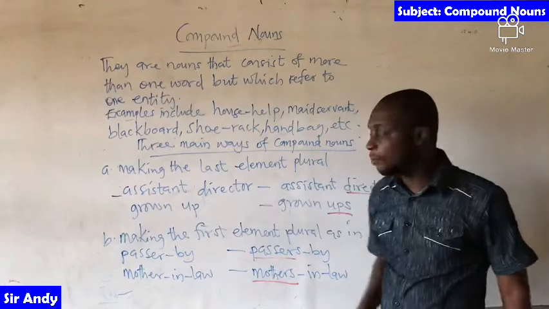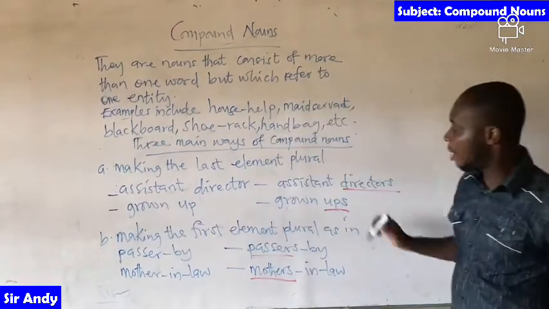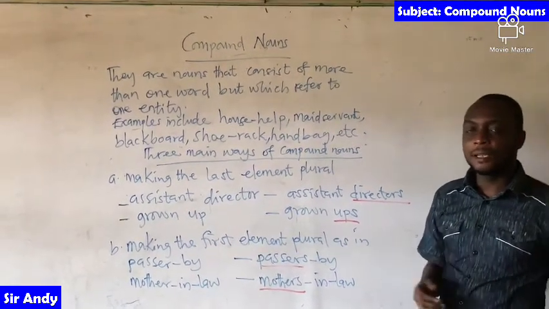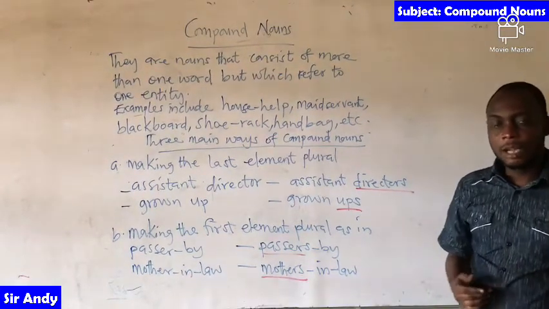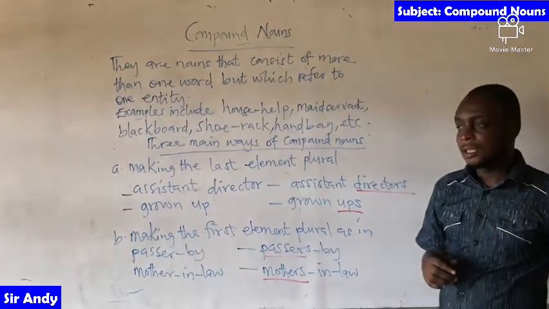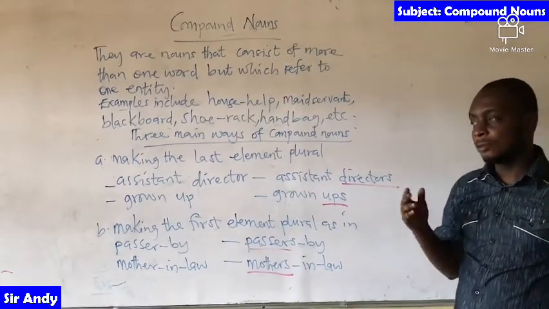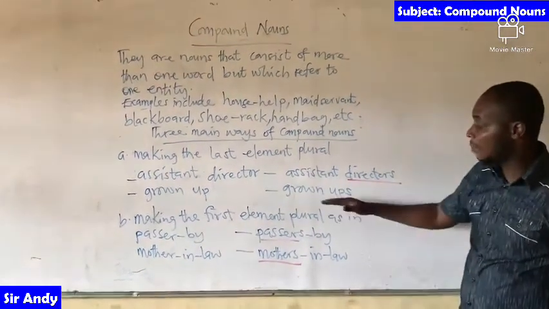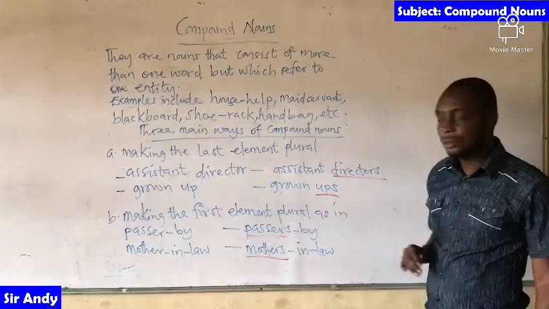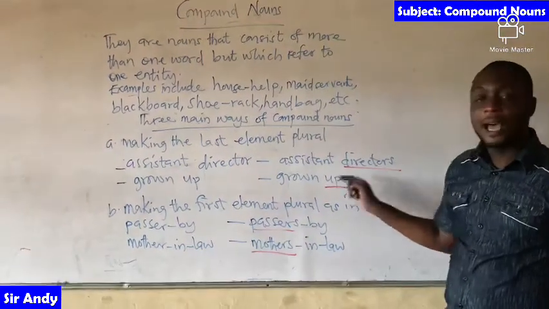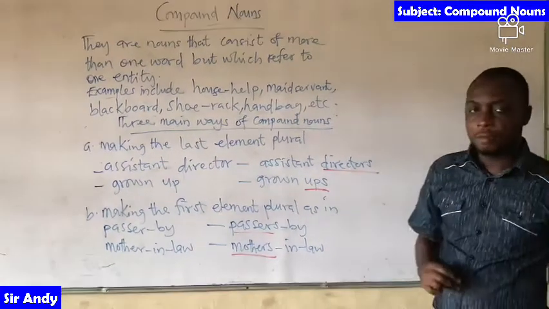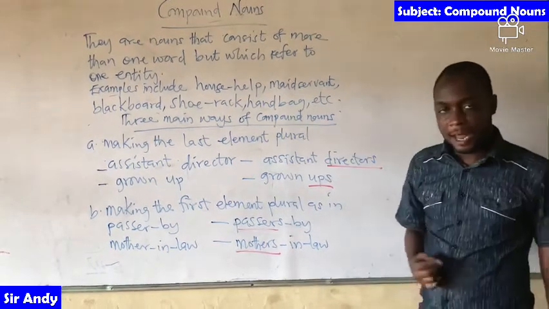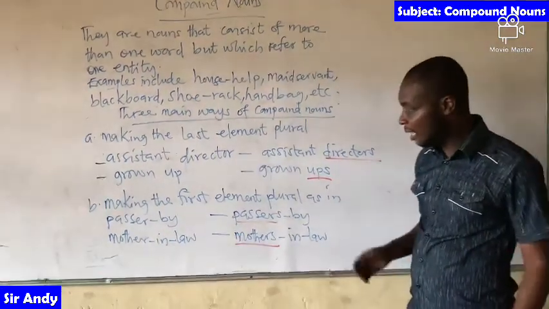We have grown-up, and then the plural becomes grown-ups, right? The grown-ups of this company must be respected. He's a grown-up, and therefore he must be respected. So grown-up has its plural form as grown-ups, as you can see here. The up here has s added to it to make it plural, as we've learned that for this particular kind, the last element should be made plural.